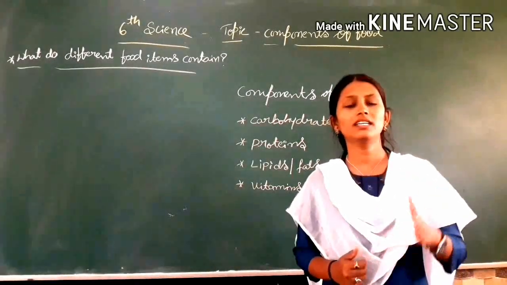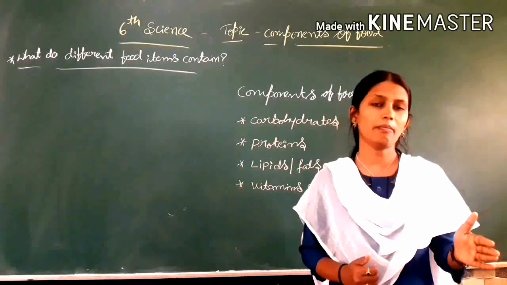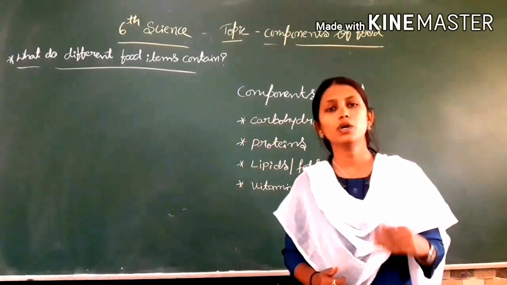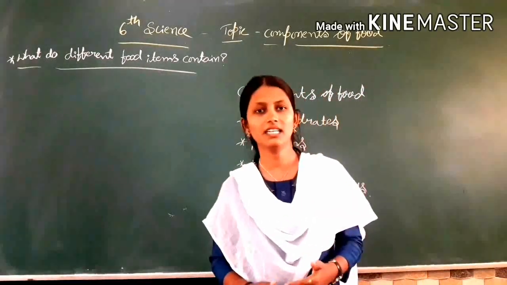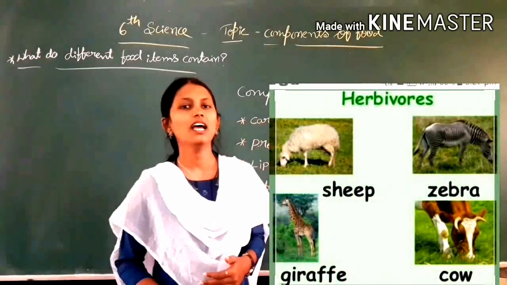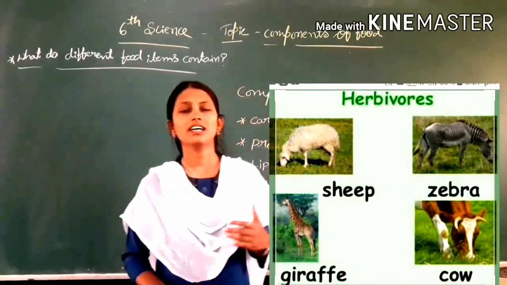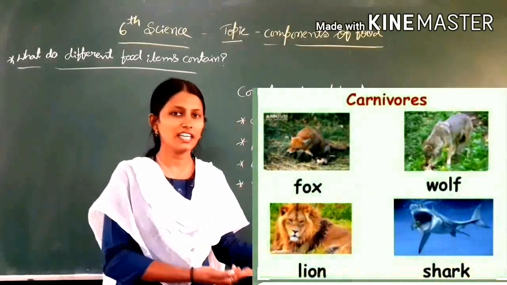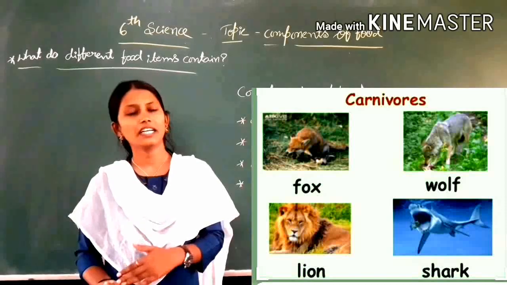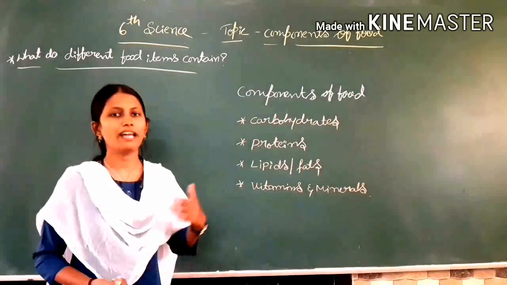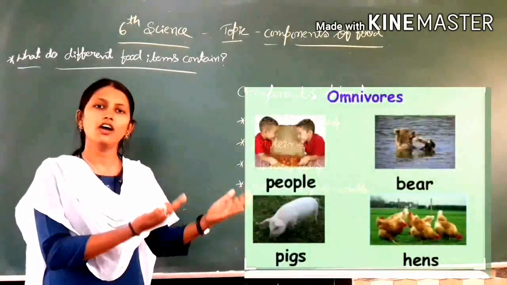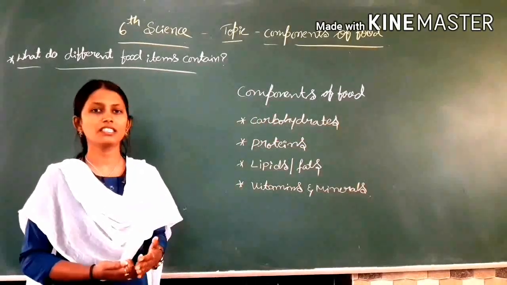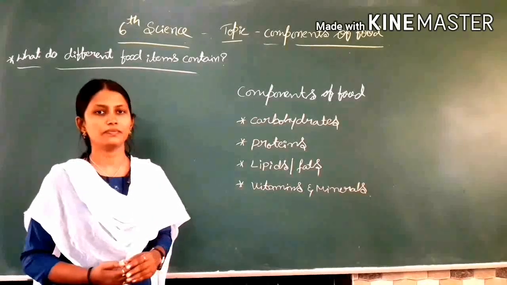Next, we classified animals depending upon their food habits. Herbivores are the organisms which eat only plants and plant products. The organisms which eat flesh we call carnivores. The organisms which eat both plants and flesh we call omnivores. All this we learned in the first chapter, food, where does it come from.